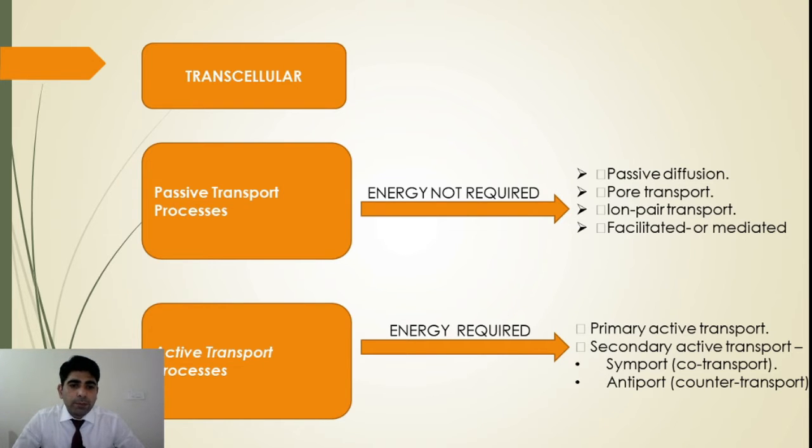So now we are coming to the active process. As the name suggests, energy is involved and it is of two types. One is the primary active transport, another one is the secondary active transport, and secondary active transport is further divided into symport and antiport.